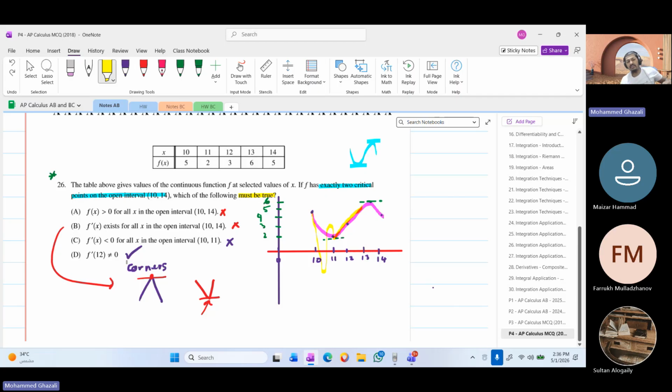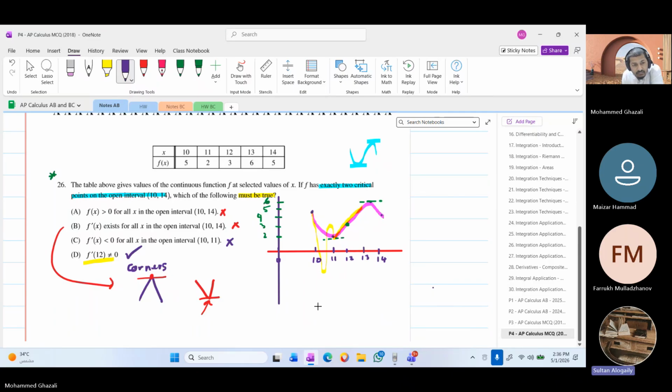I just use the process of elimination to get this answer. But basically, here you have a graph of f. At the corners the slope will be 0 because you'll have a horizontal tangent. So if the question said f prime of 11 or f prime of 13 cannot equal 0, then that would be wrong. But for f prime of 12, we have a slope, so there's no way it can equal 0. So that's correct.